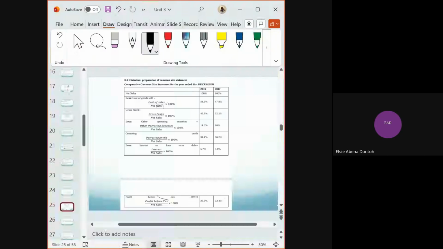What does it tell us? Madam, it means we've incurred maybe a percentage change in the cost of goods sold, maybe in the subsequent year. Sorry, okay, 2017. In 2017.